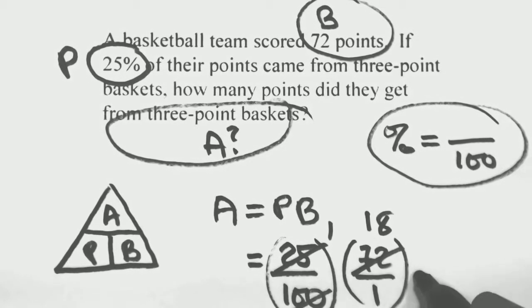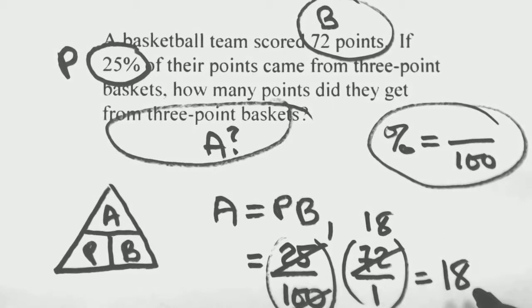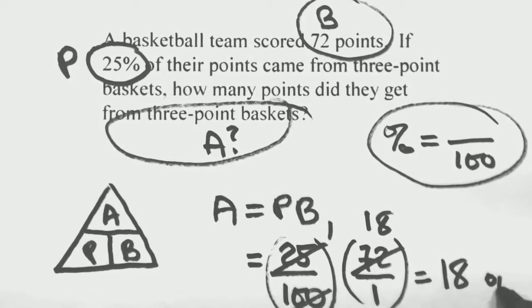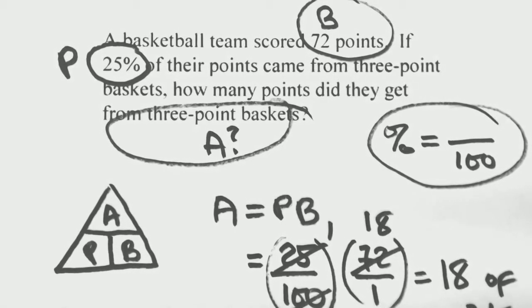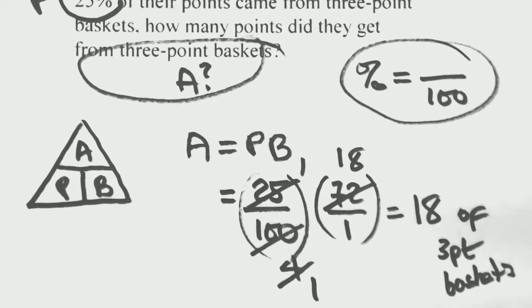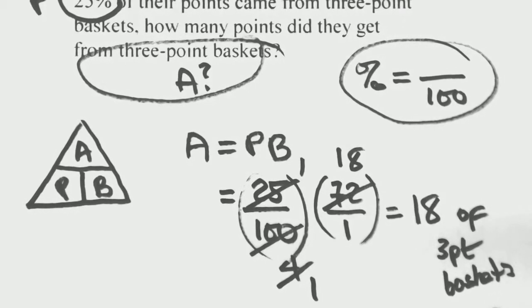So what's the A equal on here? Well, 1 times 18 is 18, so what did we get? We got 18 of those 3-point baskets. Be sure again to label the answer on this. Here it is, 18 of those 3-point baskets.